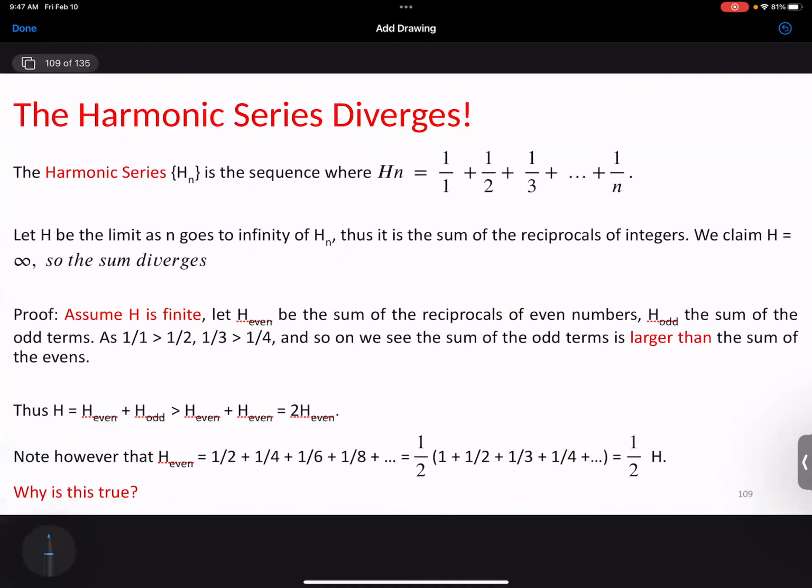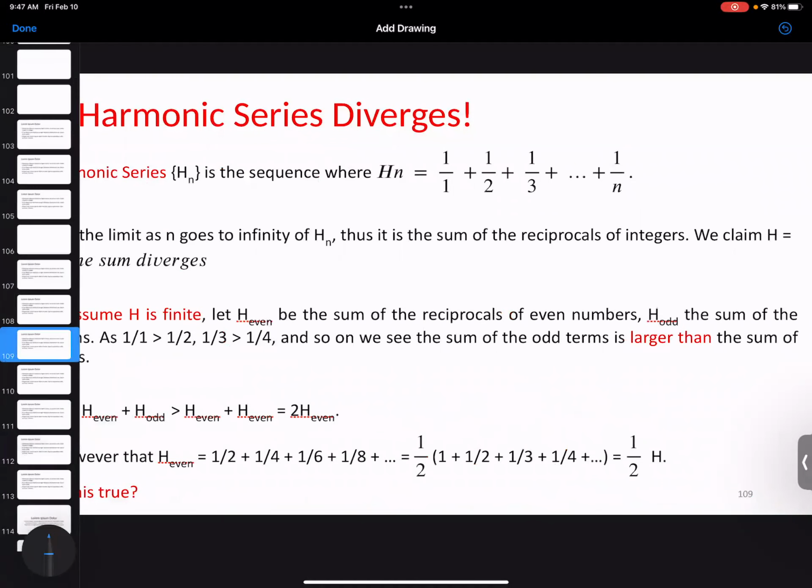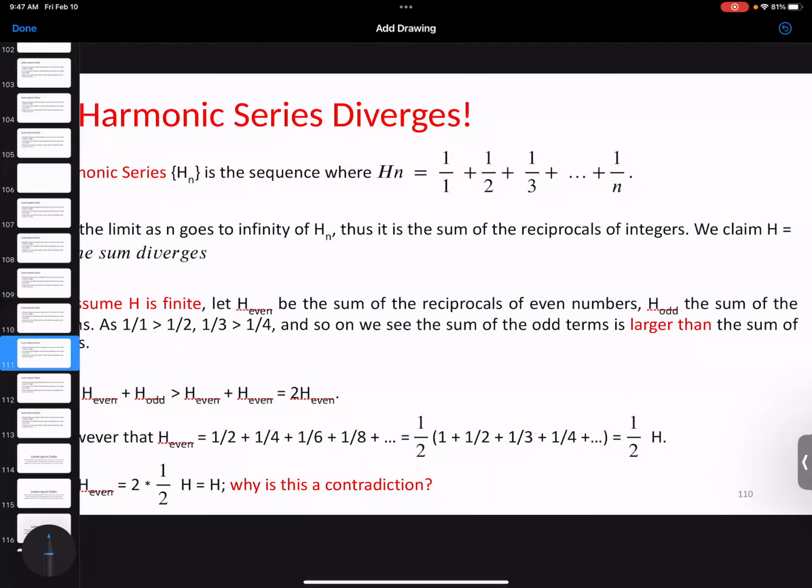So the total sum is equal to the evens plus the odds. The odds are greater than the evens, so this is greater than evens plus evens, but that's twice the even sum, which is the whole thing. So you can't have a number greater than itself. This proves that the harmonic series diverges. Anything that's this important should be proved multiple times.